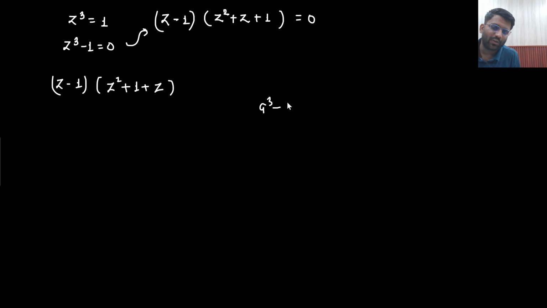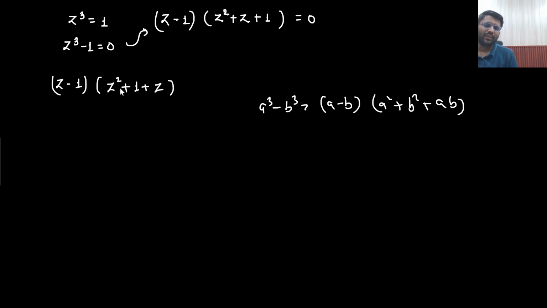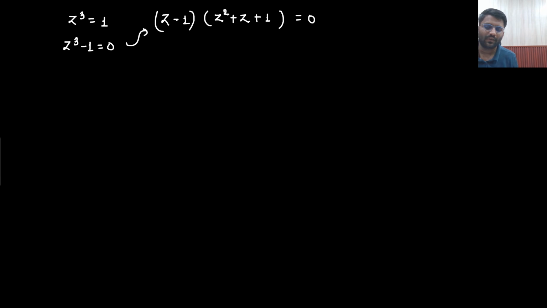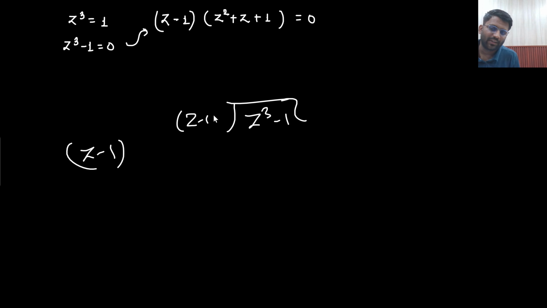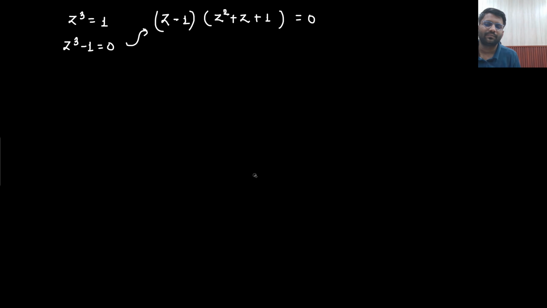What is the formula of a cube minus b cube? That is nothing but a minus b, a square plus b square plus ab. This I have applied. I got this answer. Understandable? Or what you can do is, I know that one of the factors will be z minus 1. So here you put z minus 1, then the other factor that will come out to be z square plus z plus 1 when you divide it. So yeah, this is the scenario that we are getting.